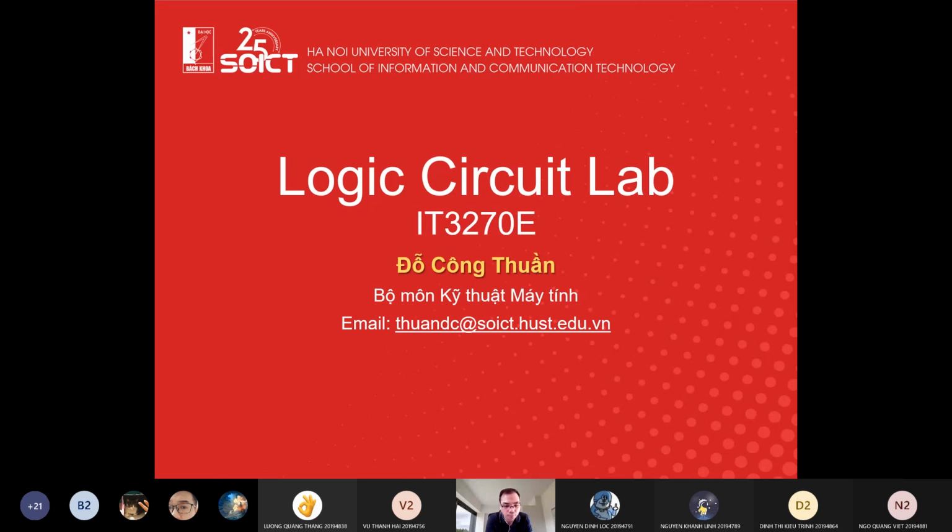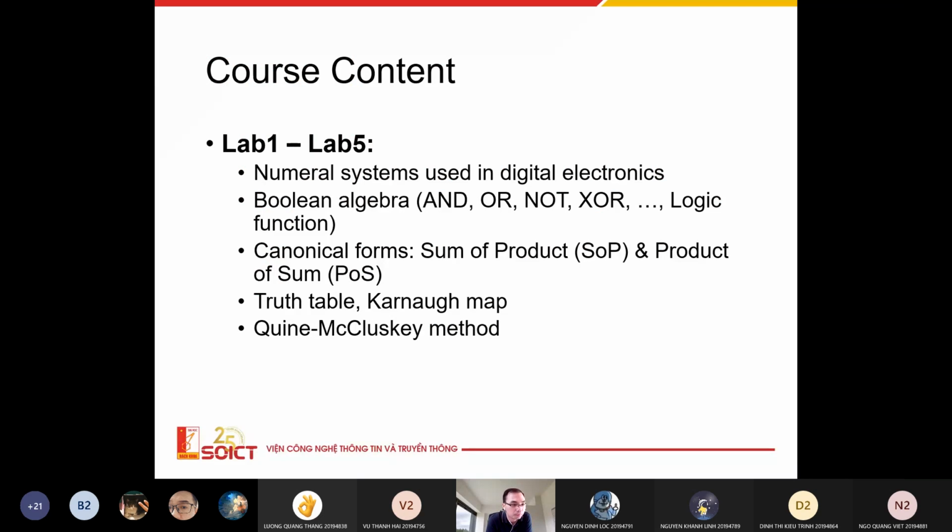Okay, so I would like to talk about the introduction of this course. In this course, you will have 15 lab sessions. From lab session number 1 to lab session number 5, you will have time to review the number systems used in digital electronics, Boolean algebra, canonical forms, Karnaugh maps, and the Quine-McCluskey method. I will not talk so much about these things because you will get this later. Okay, so don't worry.